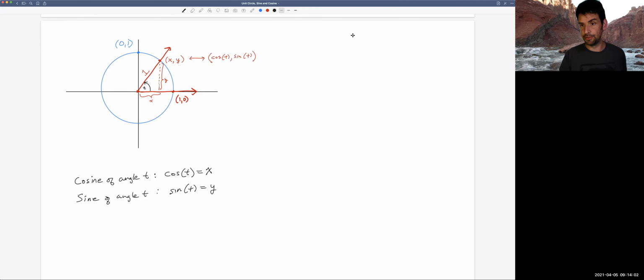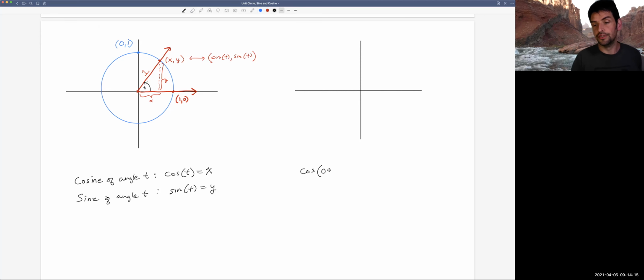So let's do a couple of examples with this idea. There are a couple we can do easily. For example, let's say I wanted to compute the cosine of 0 and the sine of 0. All right, so let's draw ourselves a unit circle.